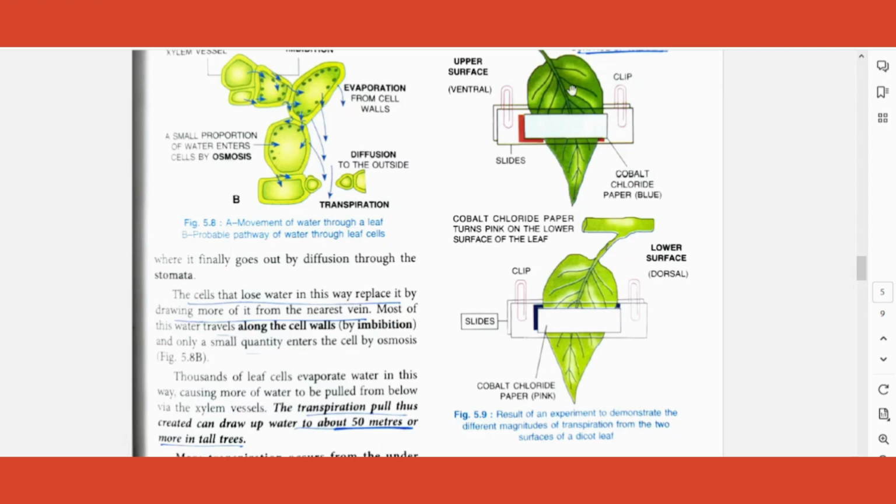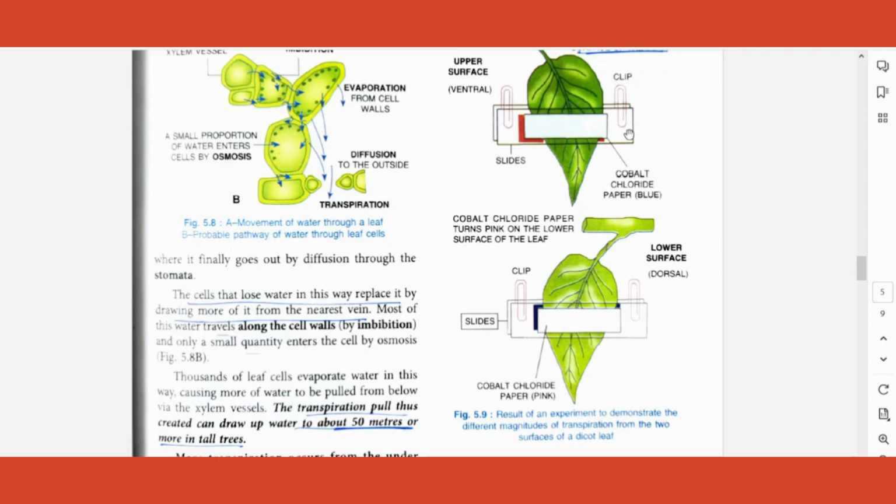That you know. But how to prove that? To prove that, again, we need our cobalt chloride paper, which is generally blue in color. What do we do? We take the leaf. On the leaf, we keep a small strip of cobalt chloride paper. Then you keep a slide. You know what a slide is? You must have seen a slide in the biology lab. Okay, a glass slide. On top of the cobalt chloride paper, you're keeping the glass slide.